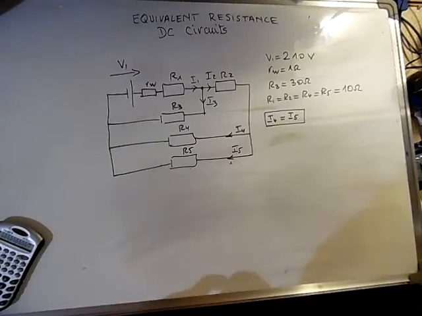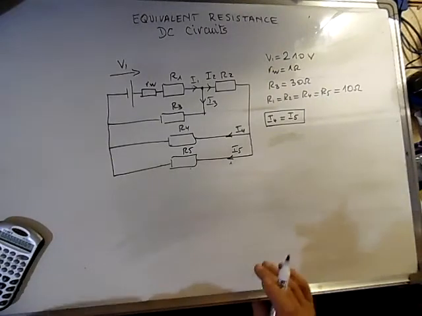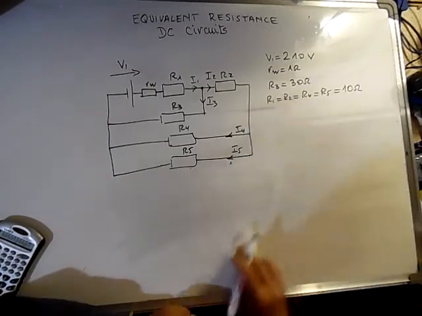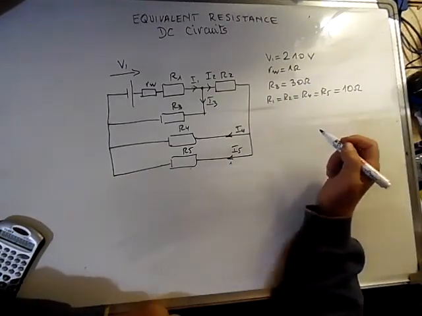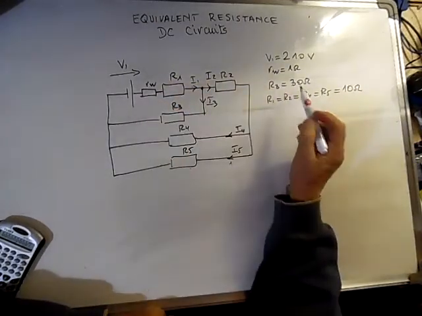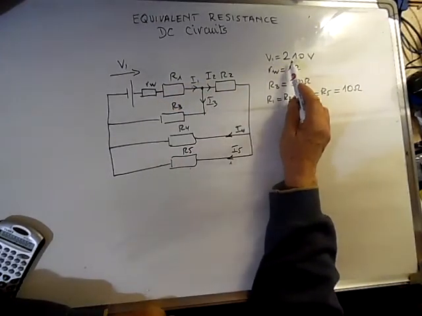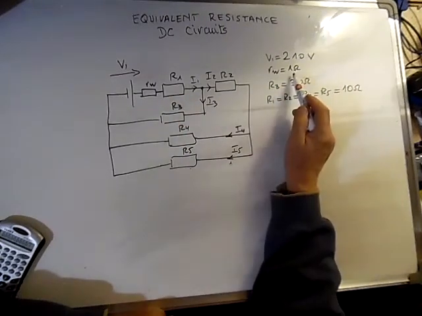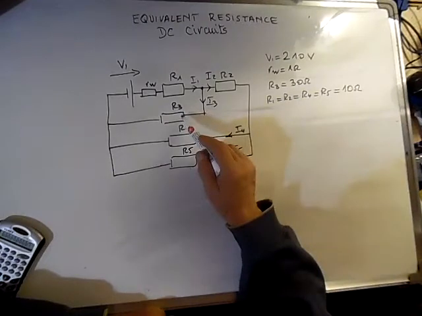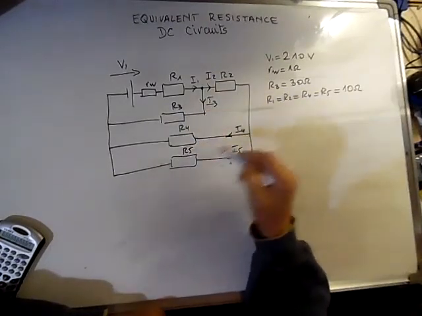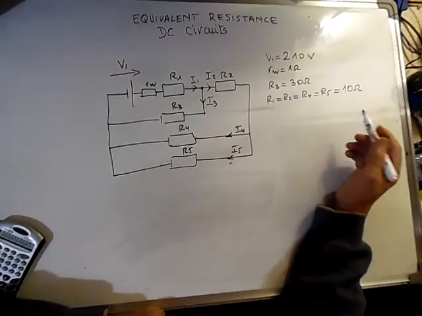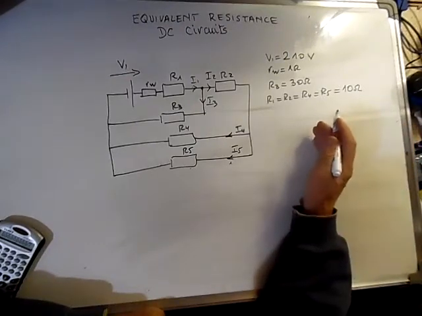Suppose we have a circuit like this and we have to calculate all the currents flowing in the branches. Suppose that the source voltage is 210 volts. The internal resistance of this generator is 1 ohm. R3 is 30. The rest of the resistors have a resistance of 10 ohms. So, how do we do it?